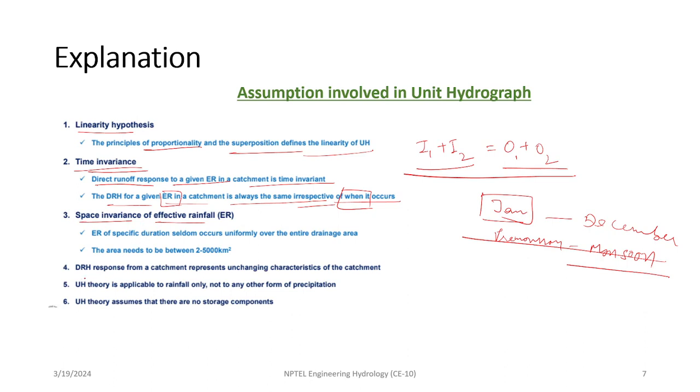You can see the DRH response from the catchment represents the unchanging characteristics of the catchment. And two more assumptions, that you can see as 1 and 2, are the major assumptions carried out when we are going through a unit hydrograph. Then, not a specific one, but we have to keep in mind that UH theory assumes that there is no storage component. Whatever input is coming is converted directly into an output.